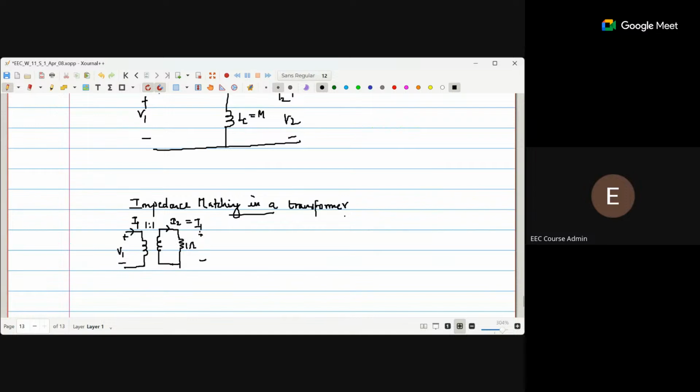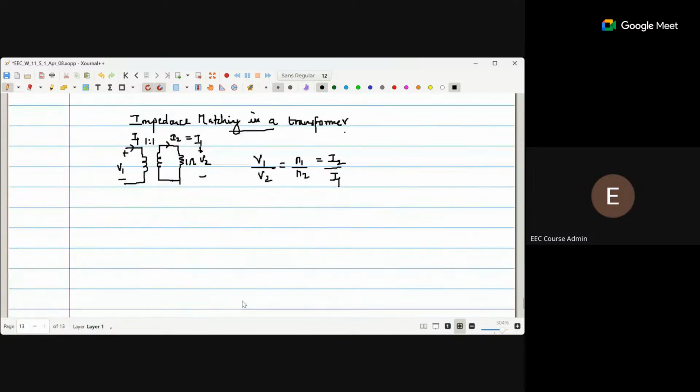Here is our V2. So V1 by V2 equal to N1 by N2 equal to I2 by I1. So this will be just the same as if you have a V1 here and 1 ohm connected. Okay, this will be the resistance seen from the primary side, 1 ohm.